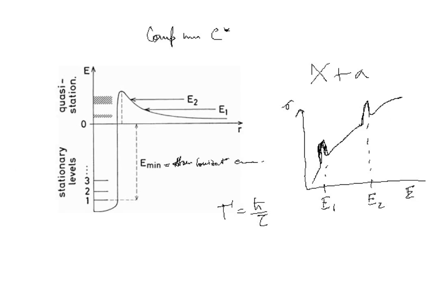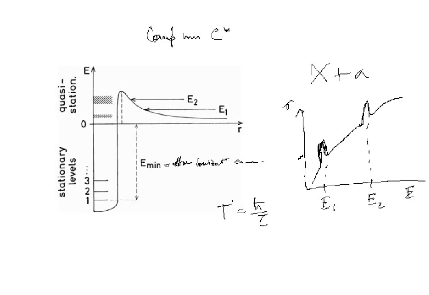Now, if E is in a region either without quasi-stationary level or between these two levels, this is what will happen. However, if E coincides with one such level, the colliding particle finds a resonance here, and can form the compound nucleus much more easily. What happens is that at such resonance energies, E resonance, the probability for the reaction and also the cross section is enhanced, as you can see from this figure. And as a result, we have resonant peaks.